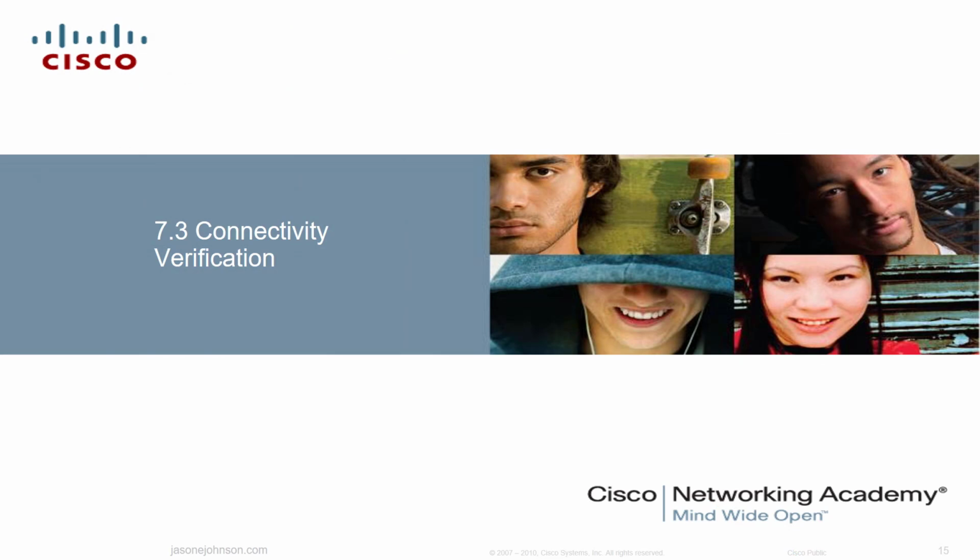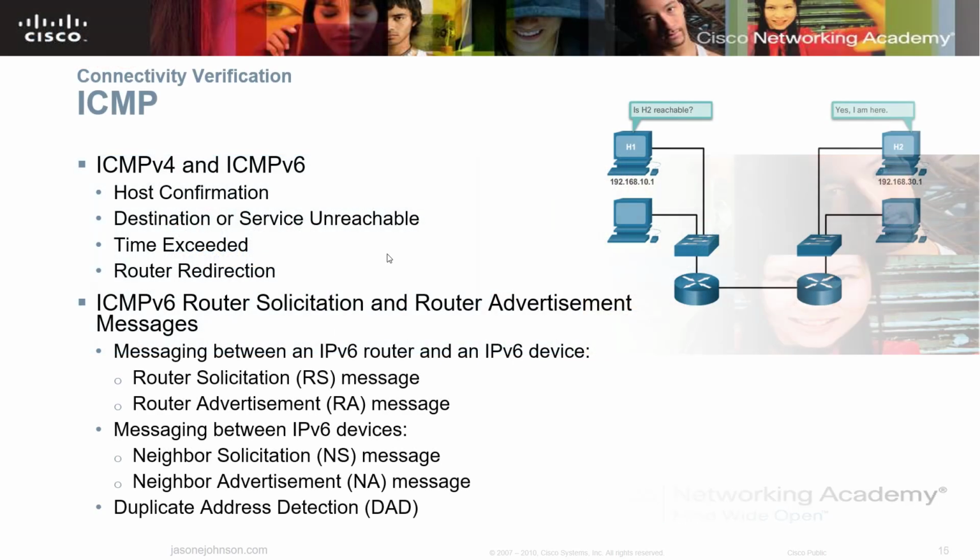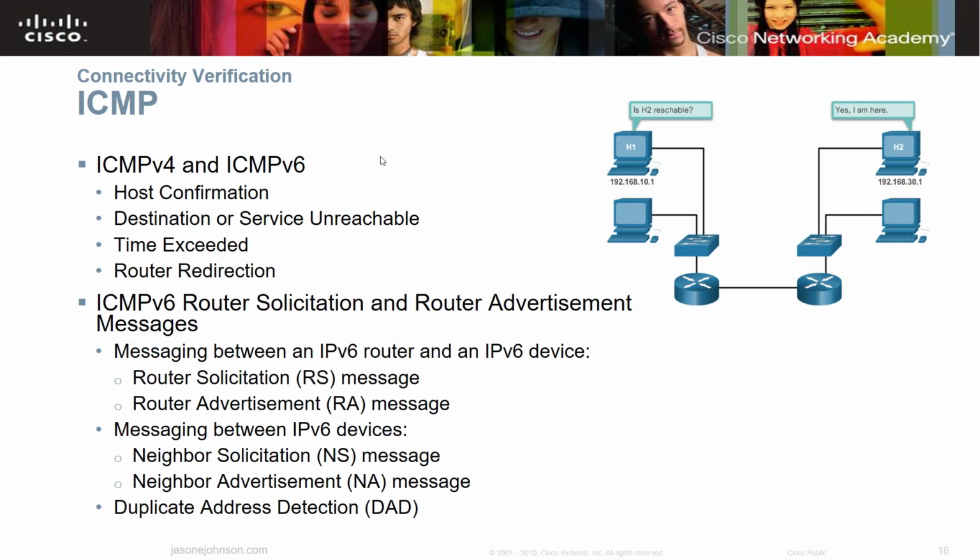So let's talk about connectivity verification next. With connection verification, we can verify connections on a network. You have ICMPv4 and ICMPv6. That gives you your host confirmation, and also lets you know your destination or service unreachable.